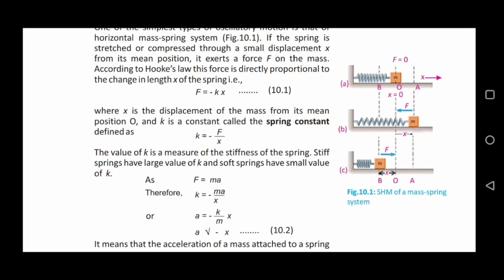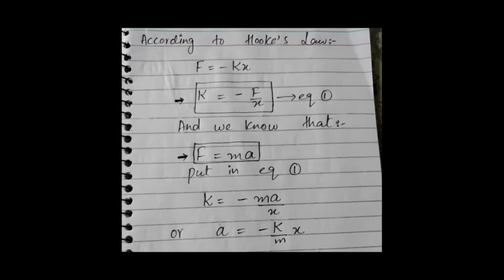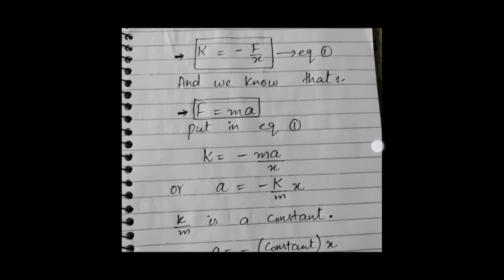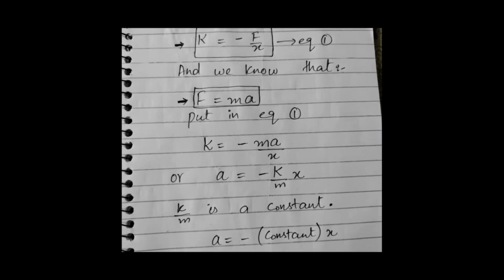And these are the mathematical steps. According to Hooke's law, we know that F equals minus kx, and we can find k from this equation. k will be equal to minus F over x. And further we know that force equals ma, and we will put this force in equation 1, and we get k is equal to minus ma over x.